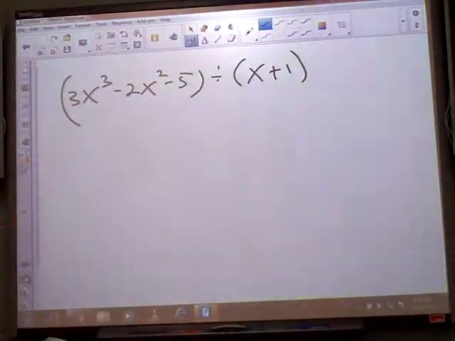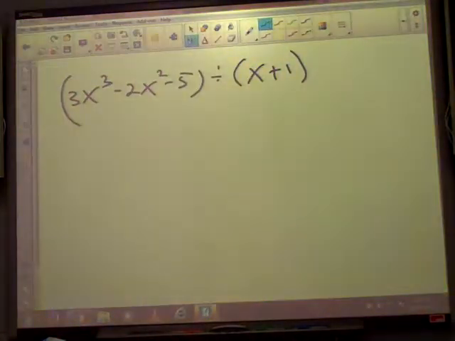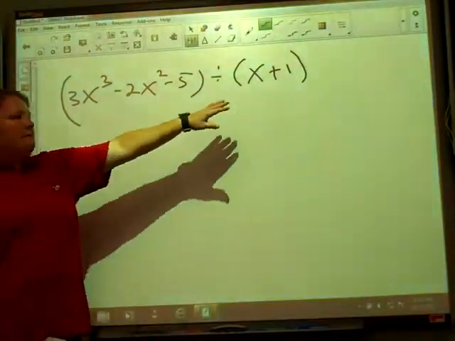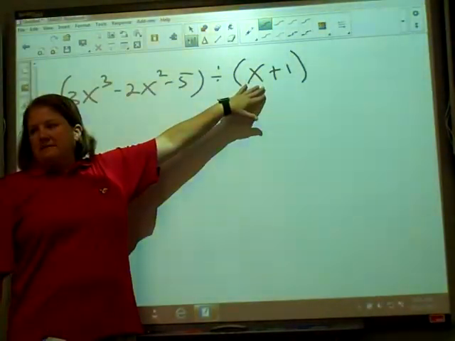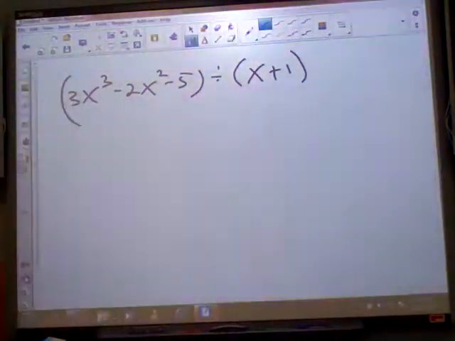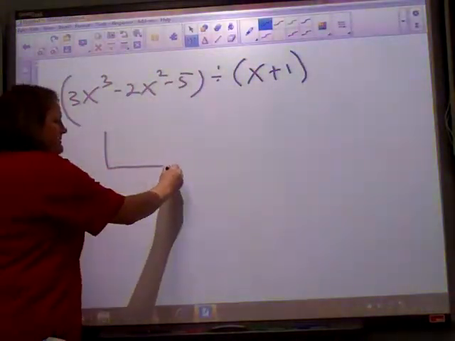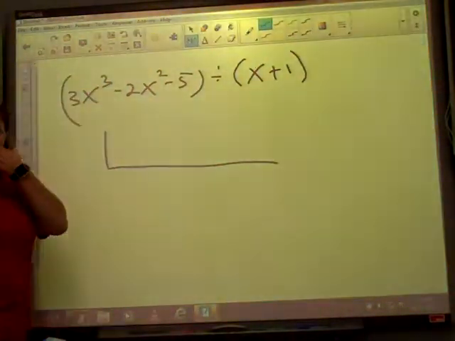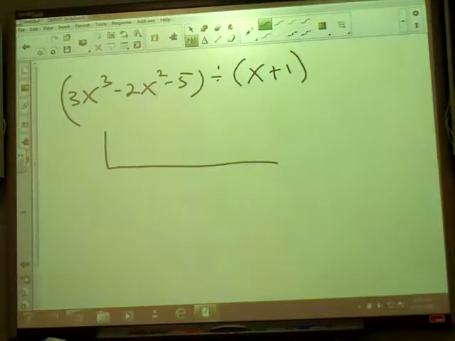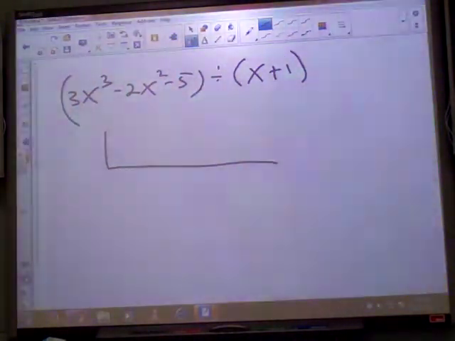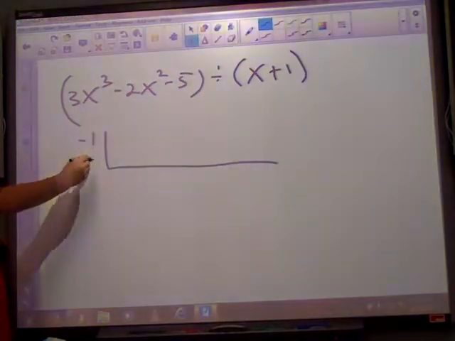Alright, I'm going to do this one using synthetic division again. The reason I know I can is because I'm dividing by something whose degree is 1. That's x to the first power. So I'm going to set up synthetic division, my upside-down box. Set it to 0. It'll be negative 1. Stephen and Trevor told me I'm going to have a negative 1 outside the box.